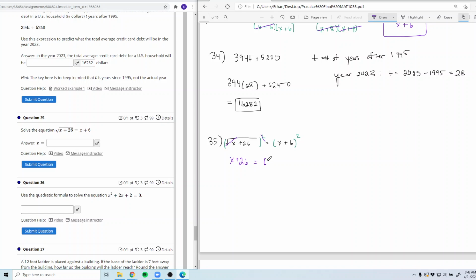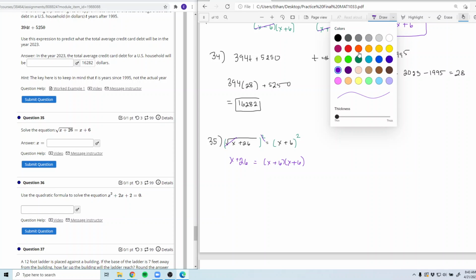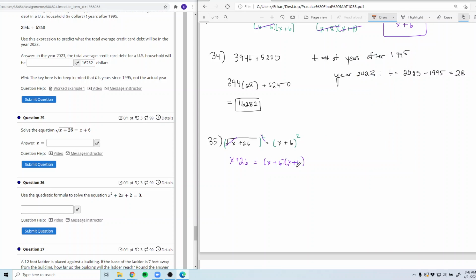What you have to do is write out what it means to square something, which is multiply it by itself. And how do we simplify something like this? We have to FOIL it. We have to FOIL x plus 6 times x plus 6. On the left side, nothing to do yet. We just have to FOIL this out.